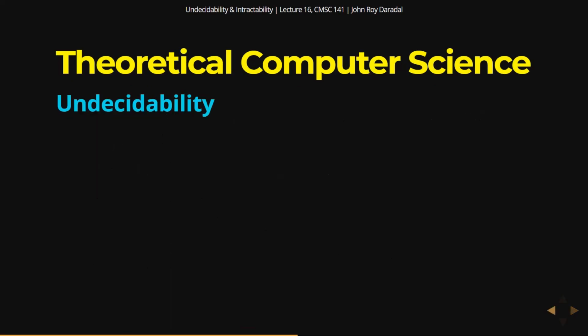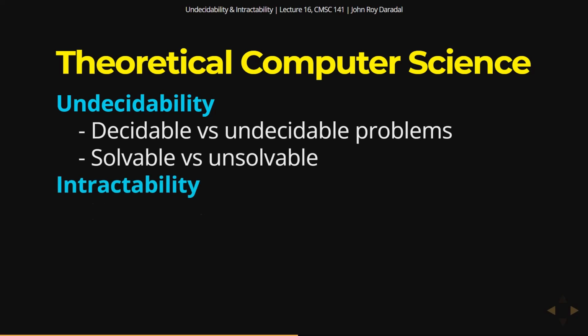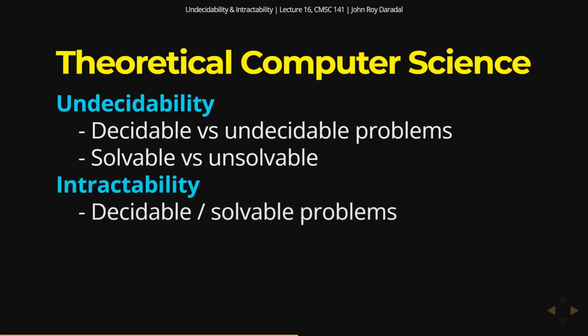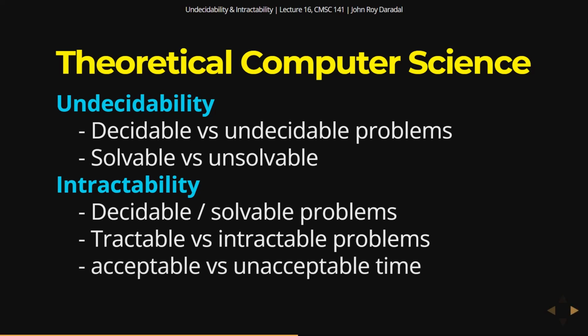Okay, so now, if undecidability focused on decidable versus undecidable problems, or which ones are solvable versus the unsolvable ones, intractability focuses on decidable and solvable problems. So you're already assuming that this problem is decidable. There is an algorithm for that problem. It can be solvable, but you're focusing on tractability. So is it tractable or intractable? Basically, you're asking, is the running time of the algorithm acceptable or not?